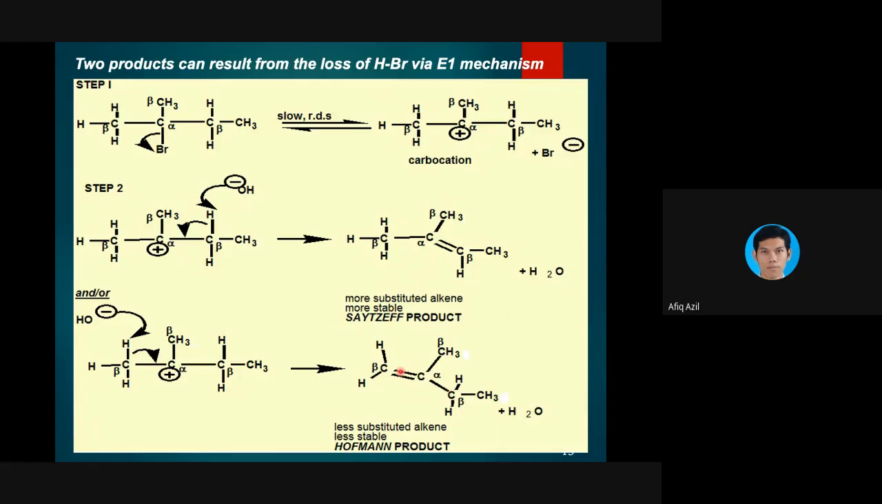But for this product, in which the double bond forms here, it is considered to be less substituted because this carbon is bonded to two hydrogens, one hydrogen. Only on this side of the carbon double bond is it bonded to another carbon, which is a methyl group, and the other one is an ethyl group, CH2CH3. So this has three substituents, and this one has two substituents, making it a less substituted alkene, thus less stable. And these are known as the Hofmann product, while the more substituted alkene is known as Zaitsev.